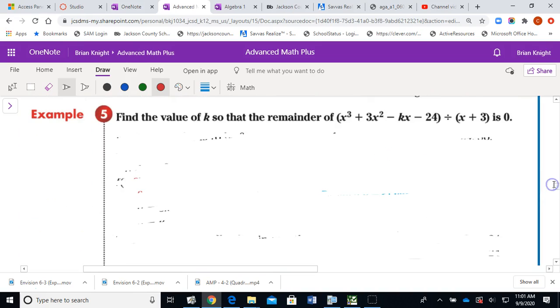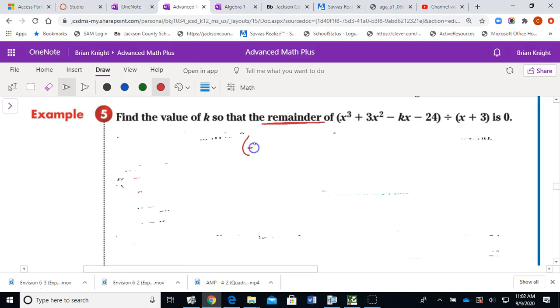Last example. It says, find the value of k so that the remainder of x to the third plus 3x squared minus kx minus 24 divided by x plus 3 is 0. So we're looking for that k right there. Everybody agree? So we want the remainder to be 0. So I'm just going to plug in negative 3 for, not for k, but for x.